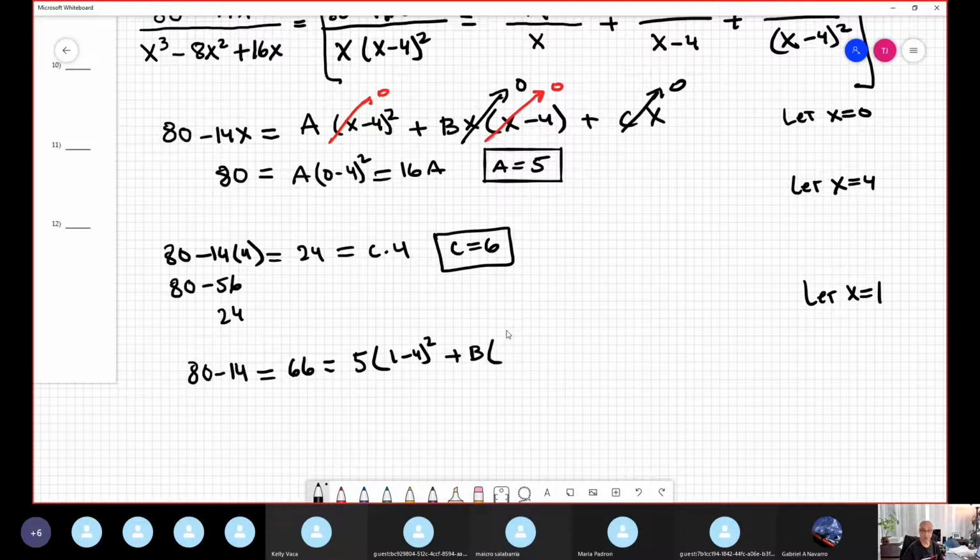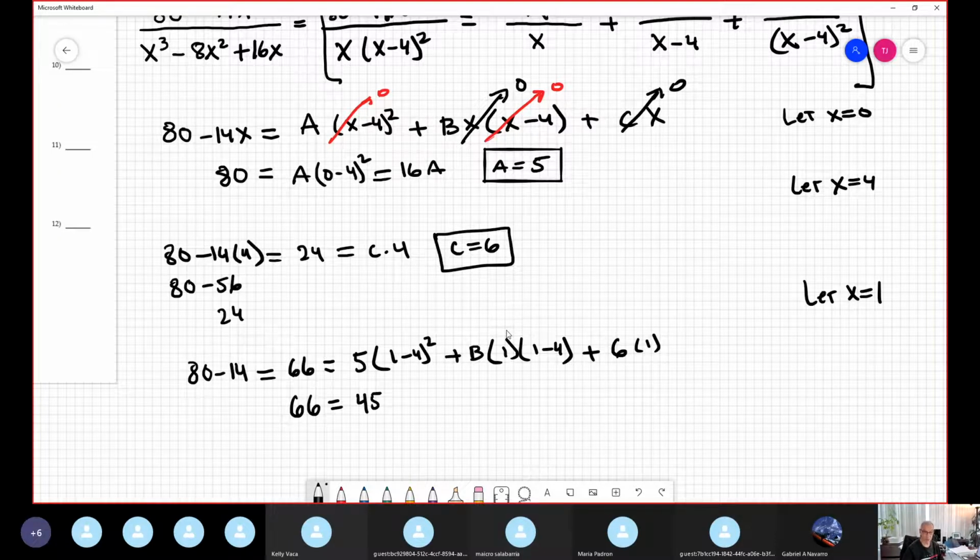Multiplication by 1, que es invisible. A multiplication by 1 minus 4, que es negative 3. Plus C, que es 6. I know that fact. Multiplication by 1, que es invisible. I was 66 is equal 1 minus 4 is negative 3. Negative 3 squared is 9. 9 times 5, 45.